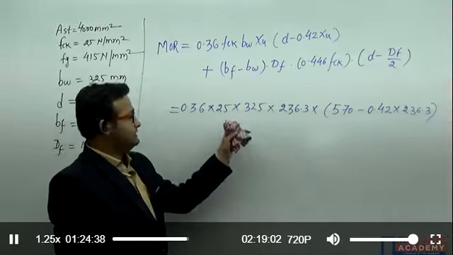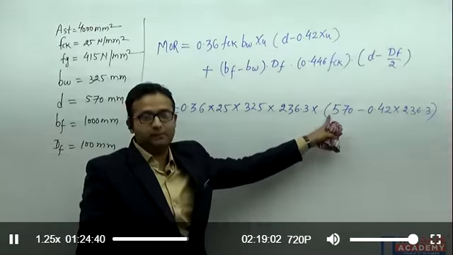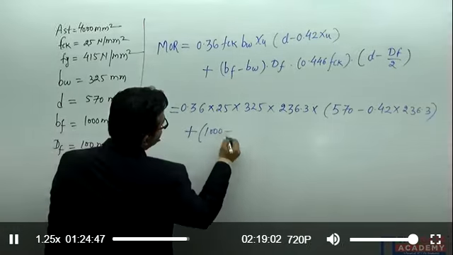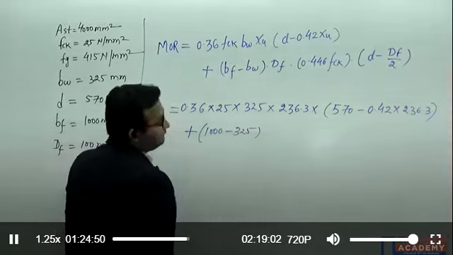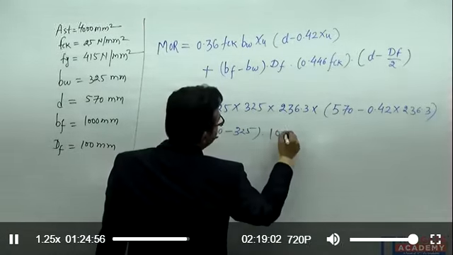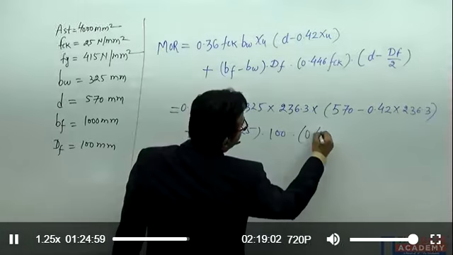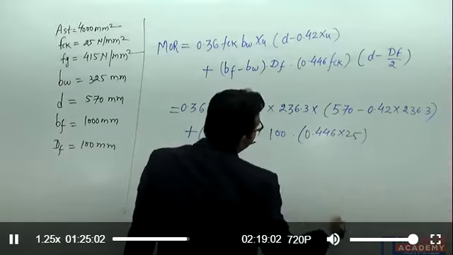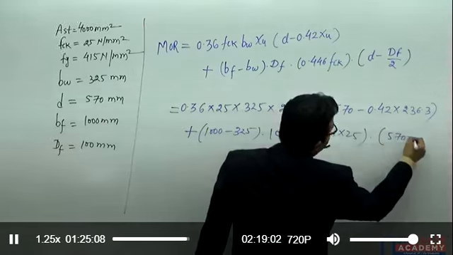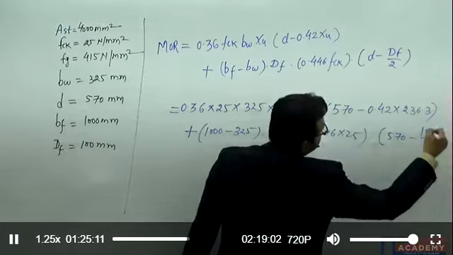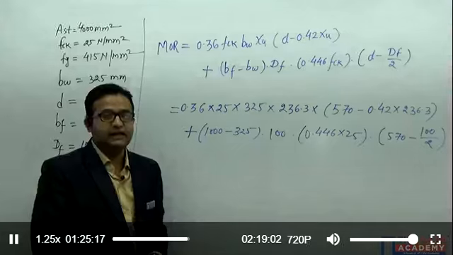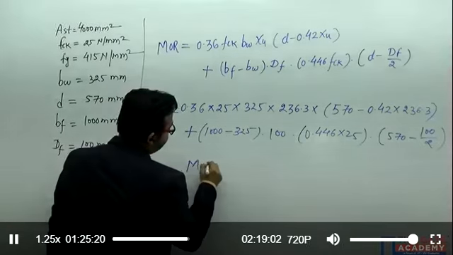So this is the moment of resistance by the web portion, plus by the flange portion it is 1000 minus 325, into the depth of flange, which they have given me as 100 mm, into 0.446 fck, where fck is 25, and D is 570 minus 100 divided by 2. Right? So in this way I can calculate the total moment of resistance, MOR, in kilonewton meter.